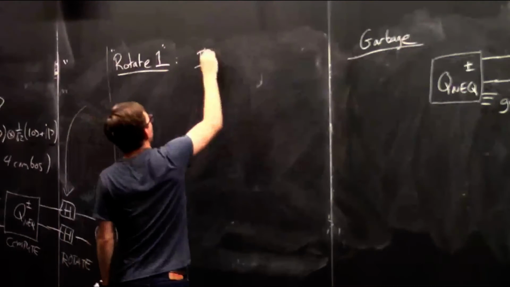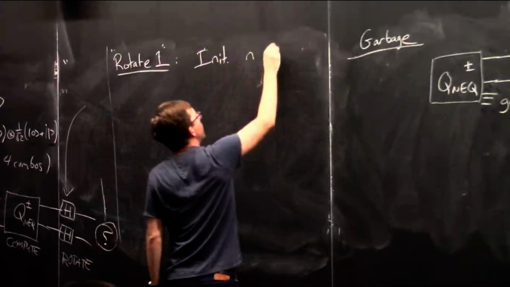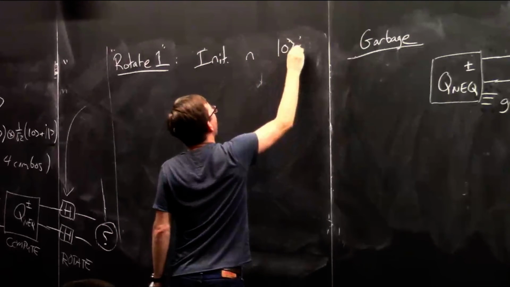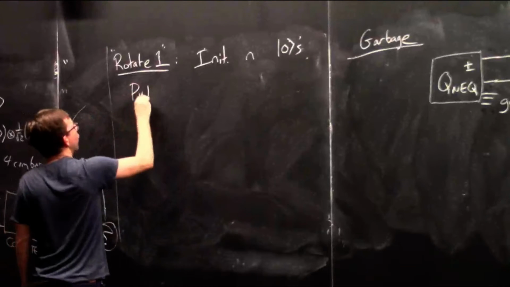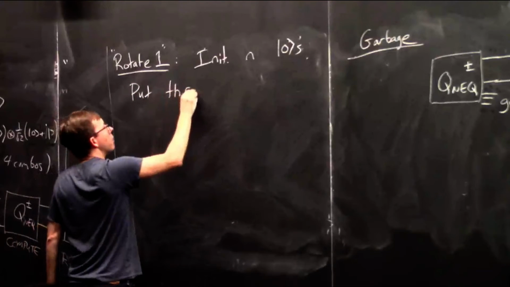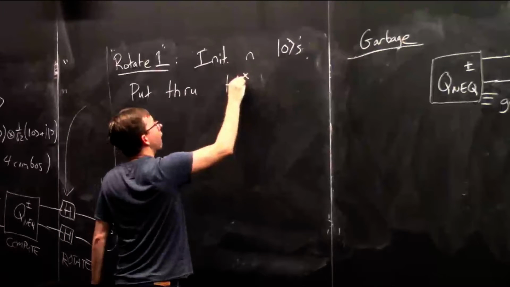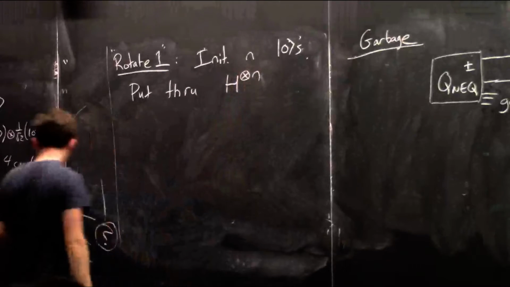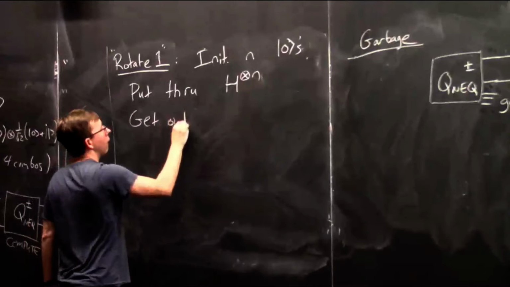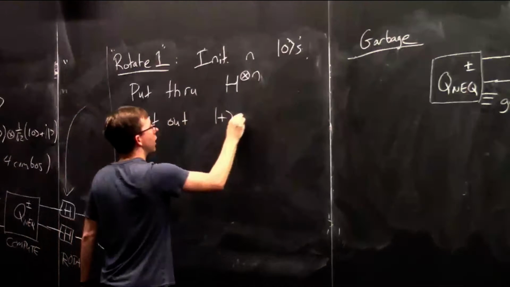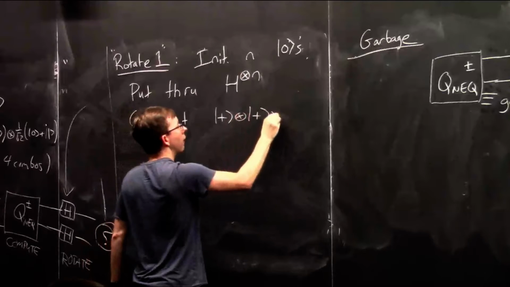Okay, and this is just initialize n qubits to 0 and put them through Hadamard gates, each one. Okay, and then what do you get out? You know, plus, tensor plus, tensor plus.